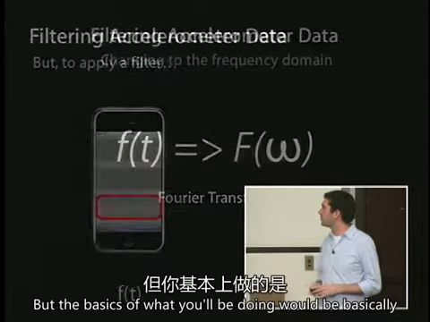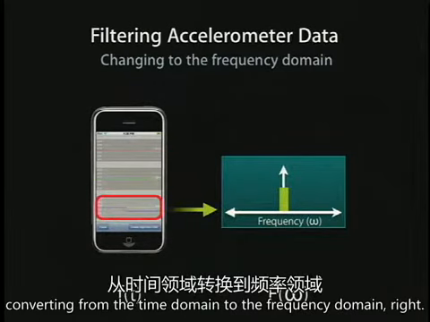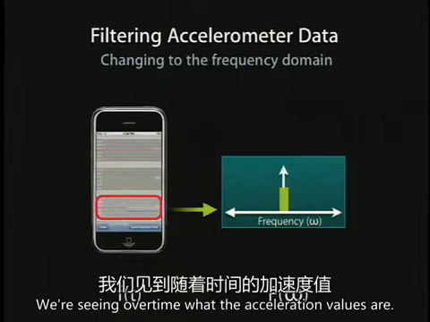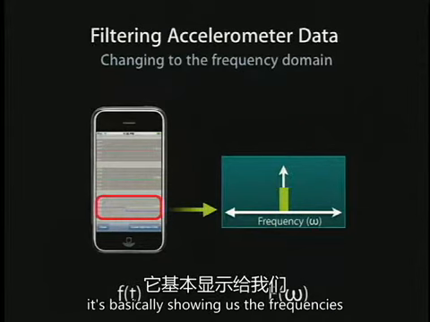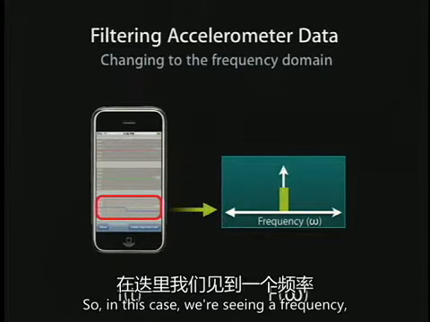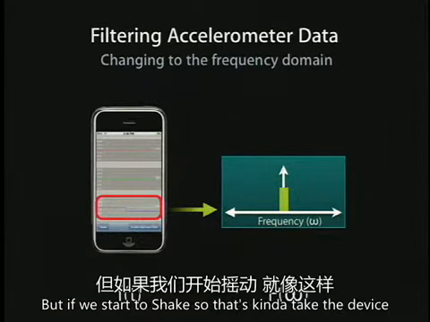But the basics of what you'd be doing would be basically converting from the time domain to the frequency domain, right? So the graph on the left is the time domain. We're seeing over time what the acceleration values are. If we convert to the frequency domain, it's basically showing us the frequencies that we're seeing in that graph. So in this case, we're seeing a constant frequency at 1g, right?